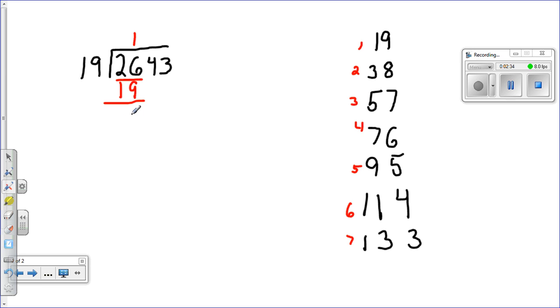We got 26 minus 19 gives us 7. We're going to make sure we carry down that 4 right there. We'll bring one number down at a time. So now we got 74.